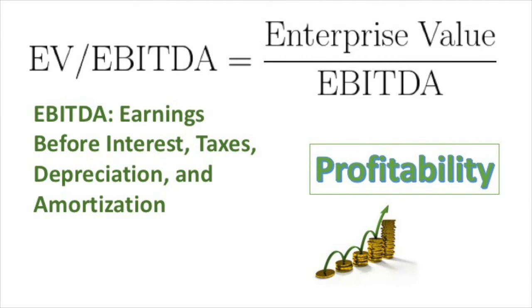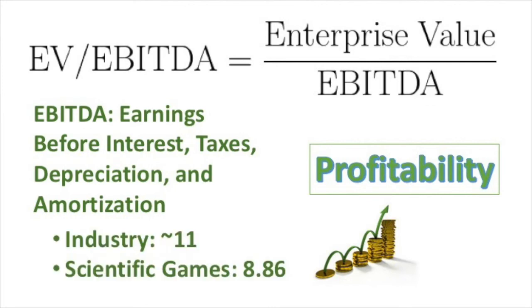The next profitability ratio to discuss is enterprise value to earnings before interest, taxes, depreciation, and amortization, better known as EBITDA. EV to EBITDA is a ratio that takes debt into account when looking into the overall value of the company compared to the amount of income a company has. Many competitors have an EV to EBITDA ratio of around 11, while Scientific Games' EV to EBITDA is 8.86. This is because of the company's inability to turn a profit in recent years.